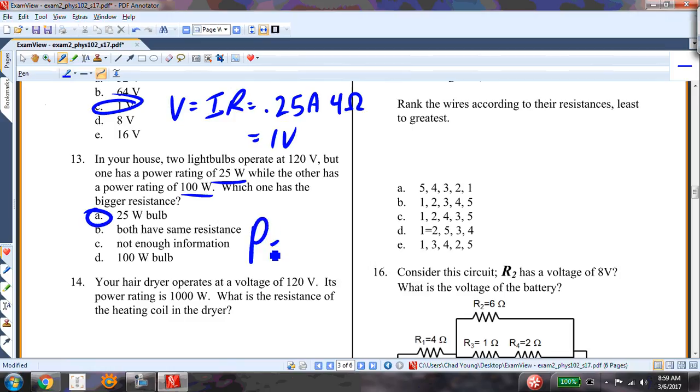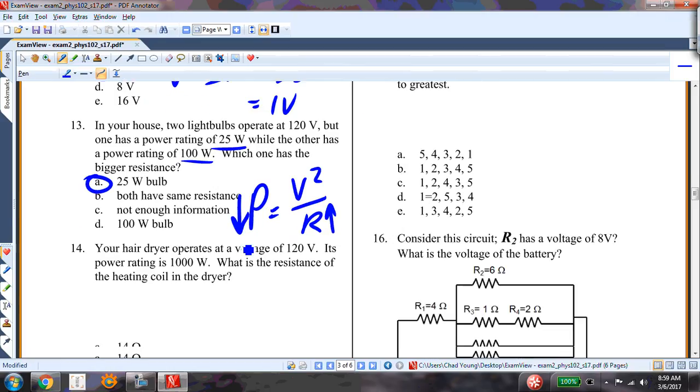If there are other ways you can approach this, you can say P is equal to V squared over R. If R gets big, P goes down. So you can think of it in that way as well.